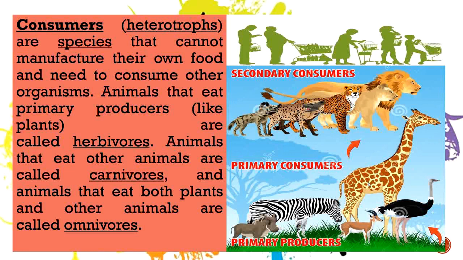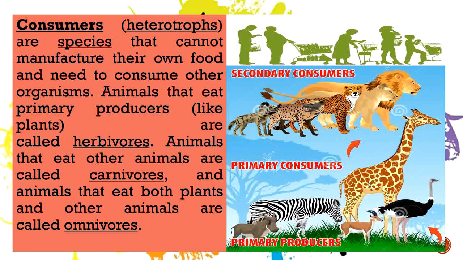Animals that eat primary producers like plants are called herbivores. So if these consumers eat plants, they are called herbivores. Animals that eat other animals are called carnivores. And animals that eat both plants and other animals are called omnivores.